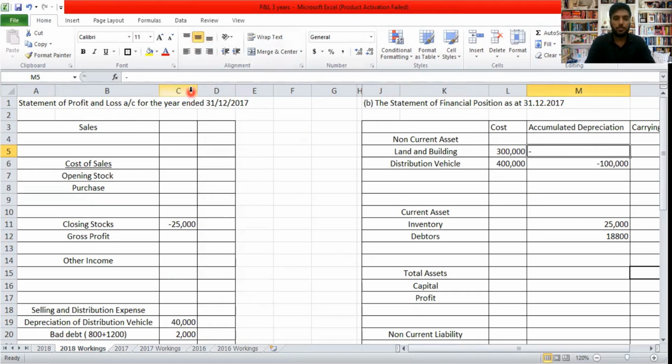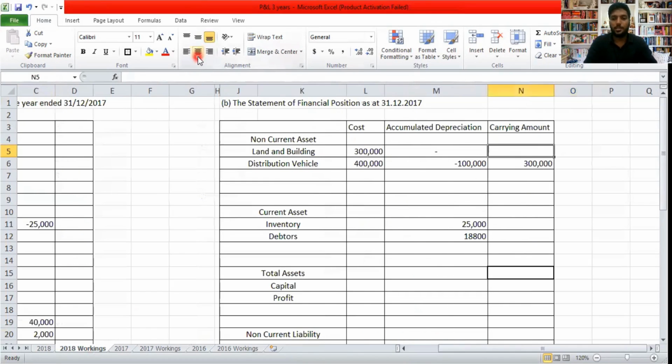Then we are going to take the same amount, because there's no accumulated depreciation. I will take the same 300,000. So in total, your non-current assets will have a value. I'm going to take this 300 plus 300, which gives me 600,000. So I'm going to show 600,000 here as total non-current assets. Now current assets, I didn't finish it up.